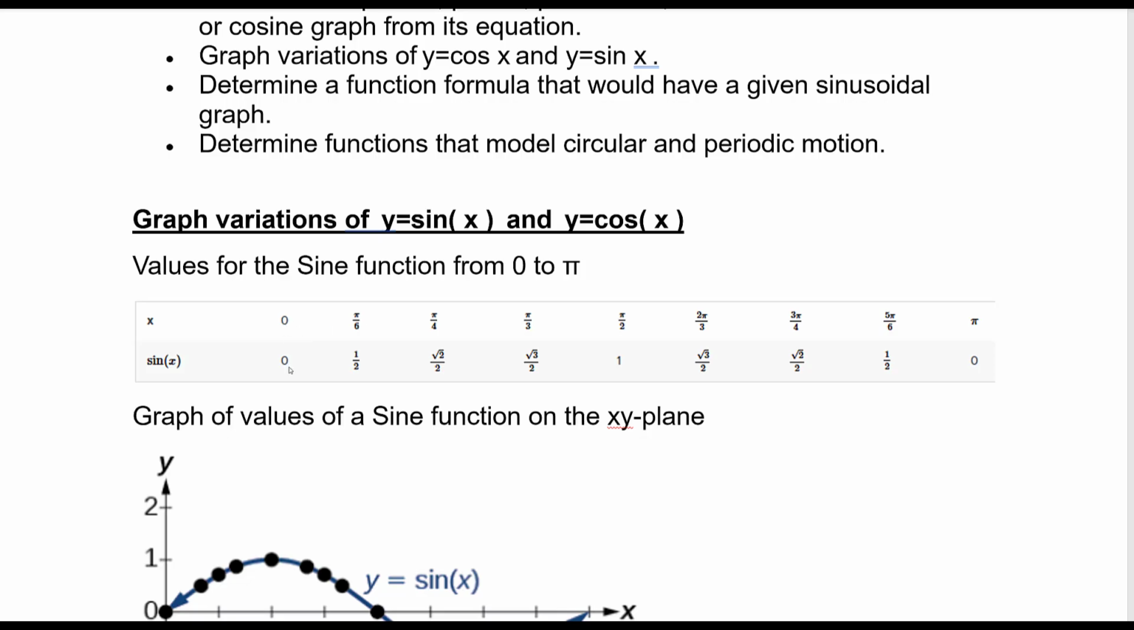If x is 0, sine of that's 0. If x is pi over 6, sine is 1/2. If x is pi over 4, sine is square root of 2 over 2. If x is pi over 3, sine of that is square root of 3 over 2. If x is pi over 2, sine of that is 1. If x is 2 pi over 3, sine of that's going to be square root of 3 over 2. Those we're getting in the second quadrant here, where sine is still positive. If x is 3 pi over 4, sine of that is square root of 2 over 2. If x is 5 pi over 6, sine of that is 1/2. And if x is pi, sine of that is 0.